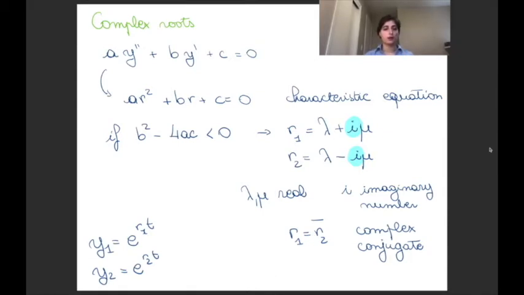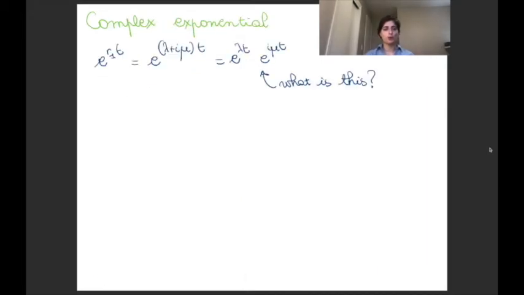Side note, r1 and r2 are complex conjugates. The sign in front of the imaginary part has flipped. We would still like to write that y1 is the exponential of r1 t and y2 is the exponential of r2 t, but what does that really mean? So we now have the exponential of a complex value, because r1 is complex.